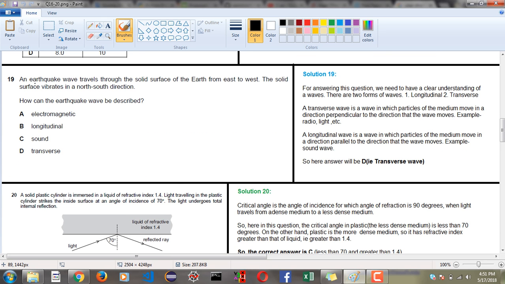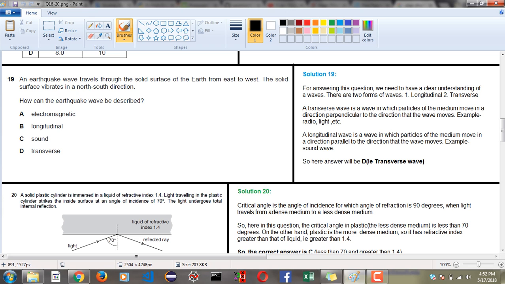19 asks us, an earthquake travels through the solid surface of the earth from east to west. The solid surface vibrates in a north-south direction. How can the earthquake be described? For this answer, we need to have a clear understanding of waves. There are two forms of waves, longitudinal wave and transverse wave. Now, what is a longitudinal wave? A longitudinal wave is a wave in which the particles of the medium travel in a direction parallel to the direction of the wave.